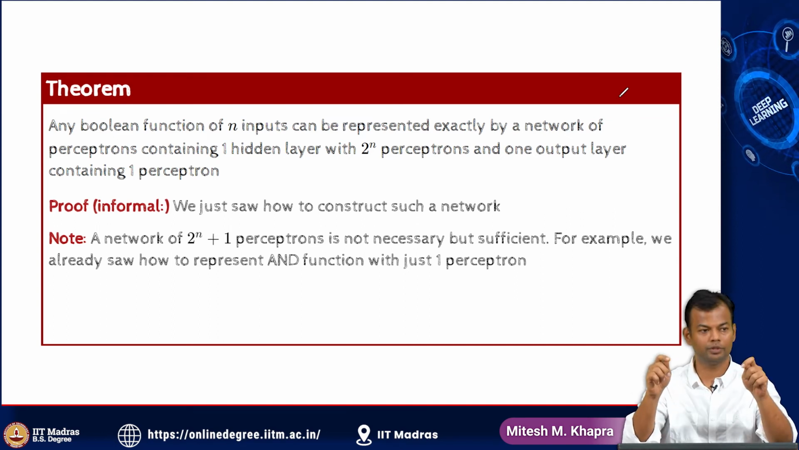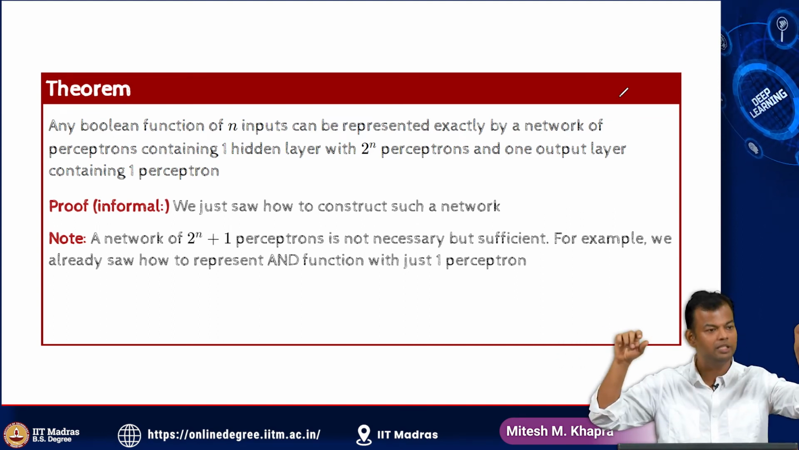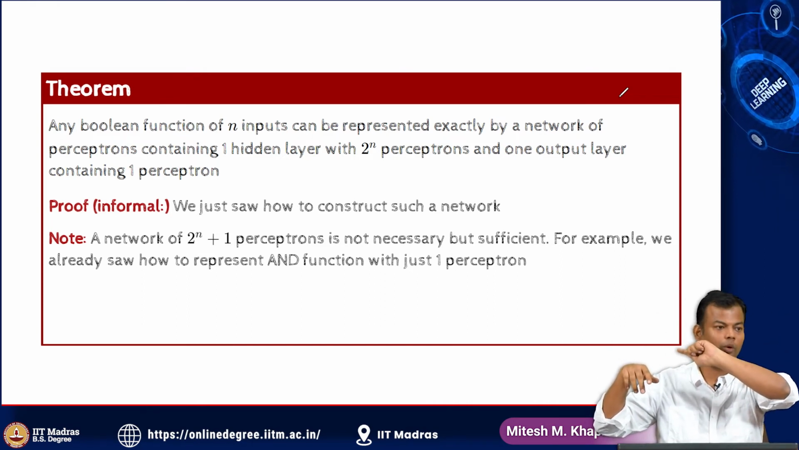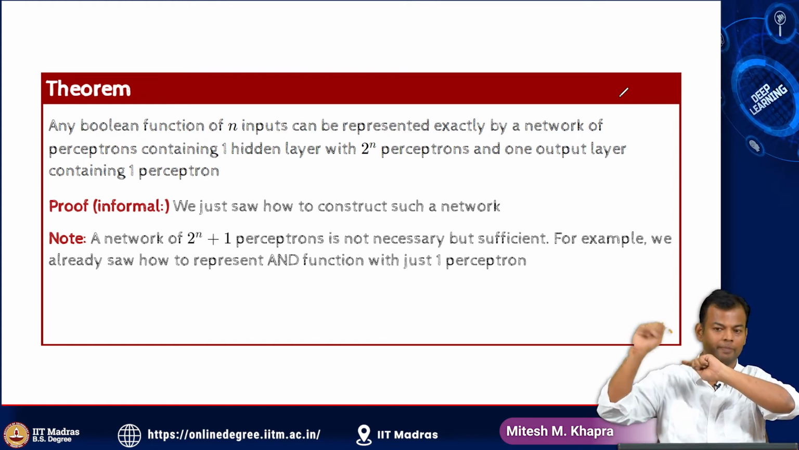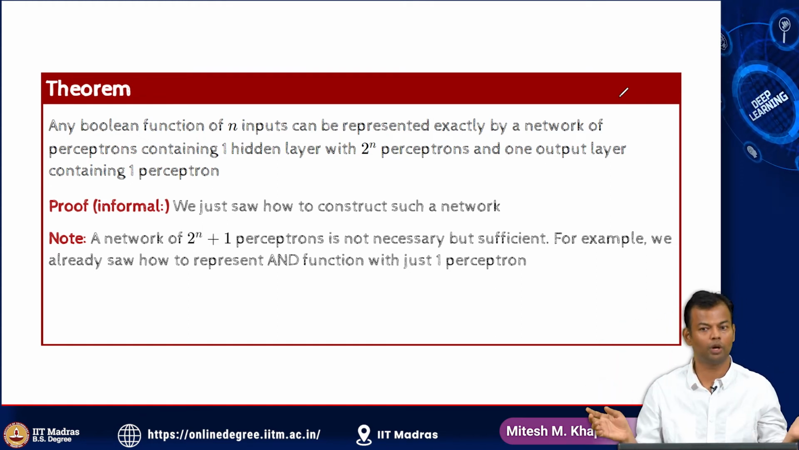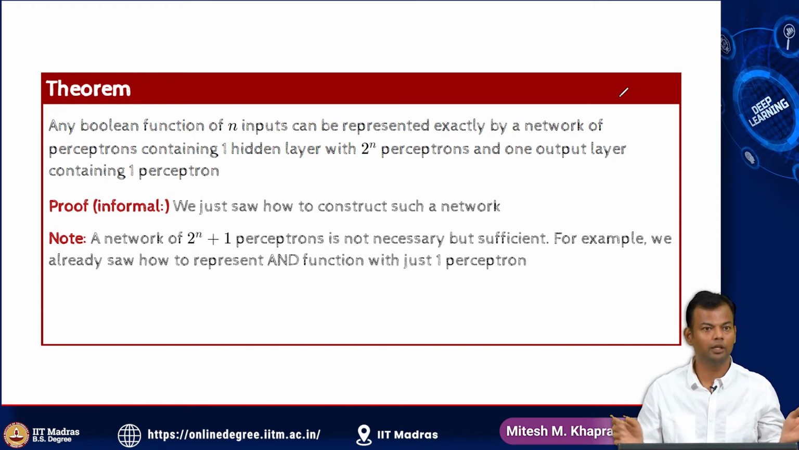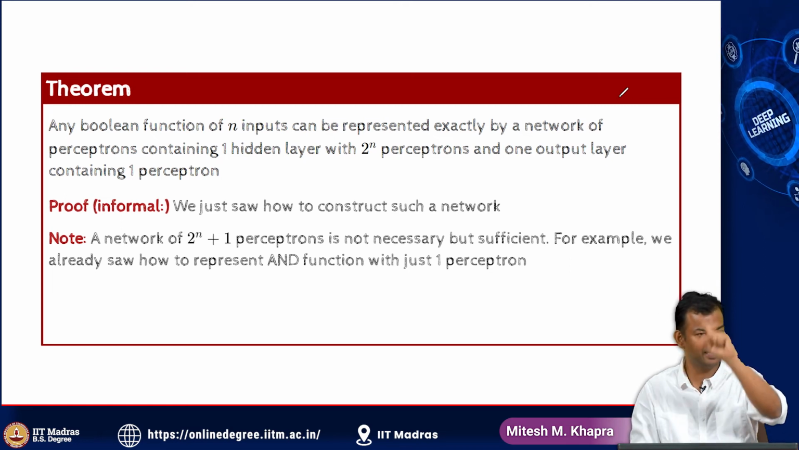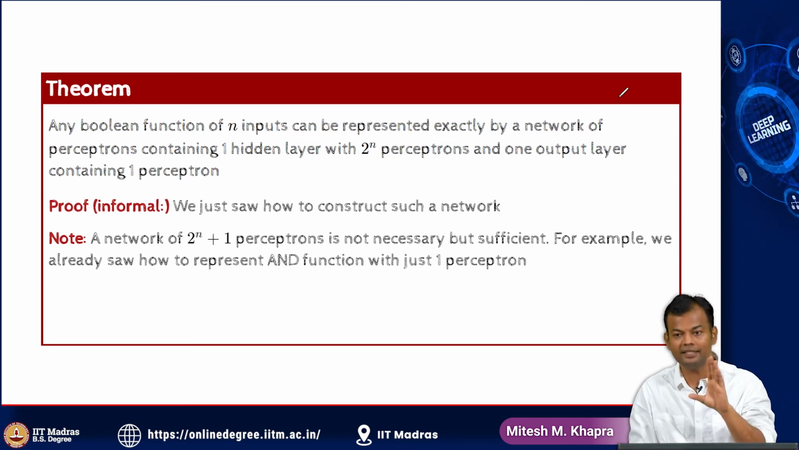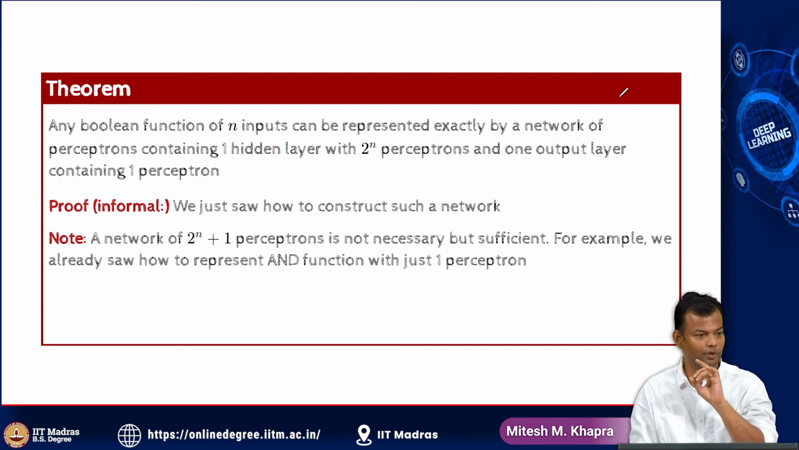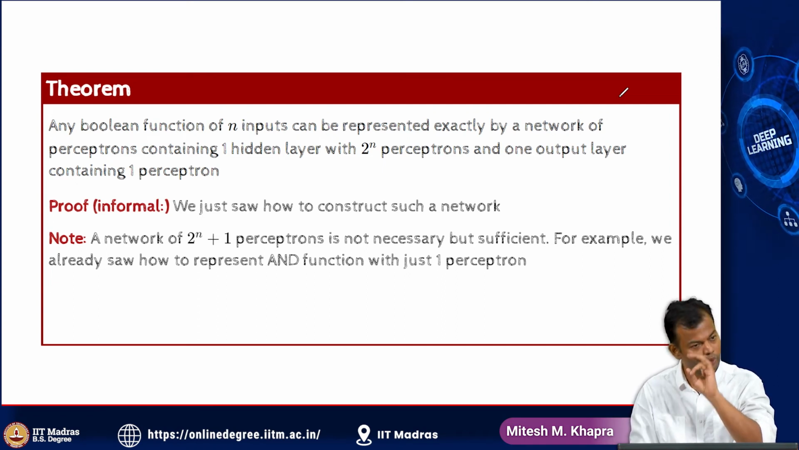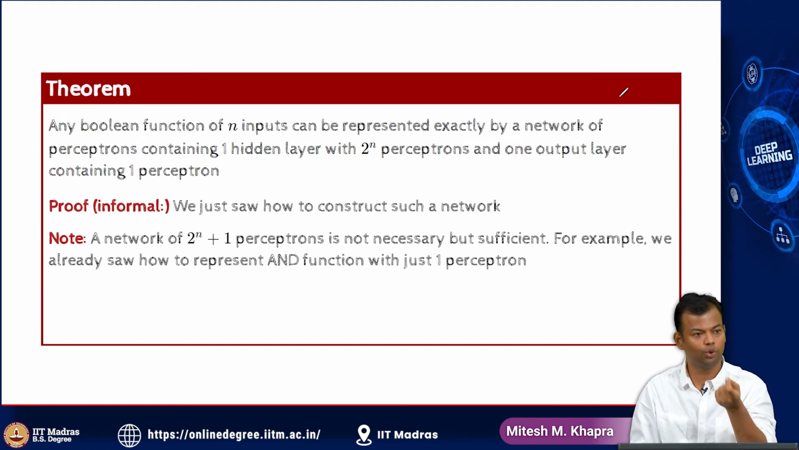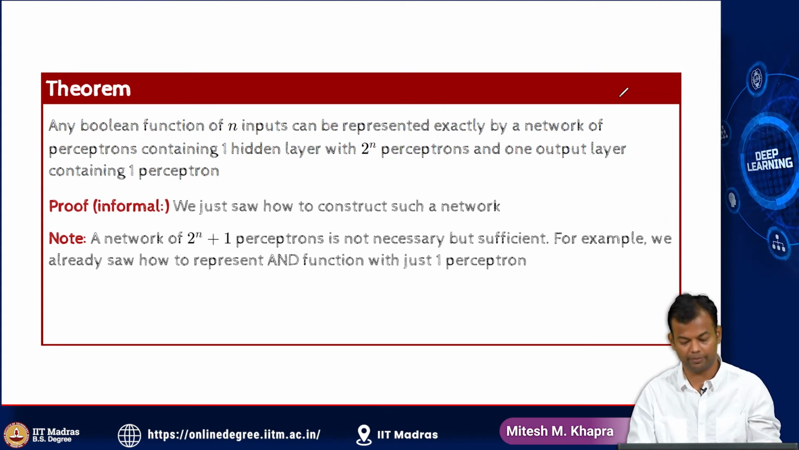If you have n inputs, you will have 2 raised to n perceptrons. Each perceptron will cater to a specific input. Then you will have these 2 raised to n weights in the output layer. Each weight will have a specific condition which you can satisfy because there will be no contradicting conditions, right. So, note that this network which has 2 raised to n plus 1 perceptrons, 2 raised to n in the middle layer and 1 in the output layer, is not necessary but sufficient. All this is saying that if you have 2 raised to n plus 1, you can implement it. But we have already seen that the AND function can be implemented by a single perceptron. So, you do not really need 2 raised to n plus 1 perceptrons, right.